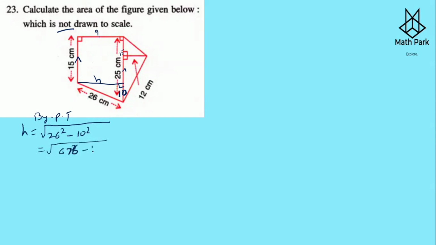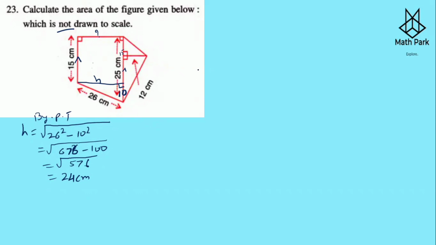676 minus 100 is 576, and that is 24 centimeter. So h is 24 centimeter we got. Now the height of the trapezium we know. Let us find the area of this figure.